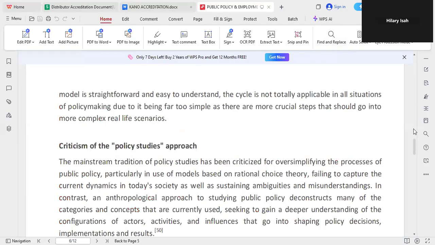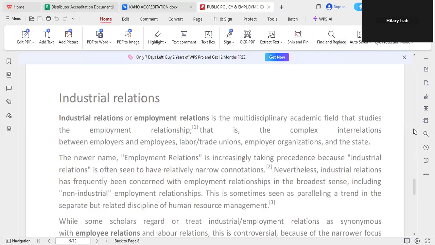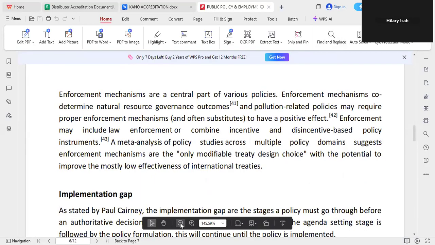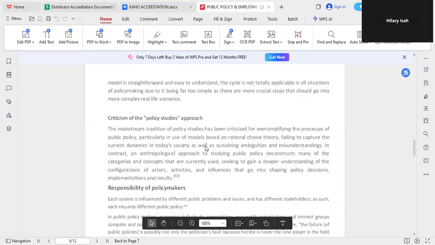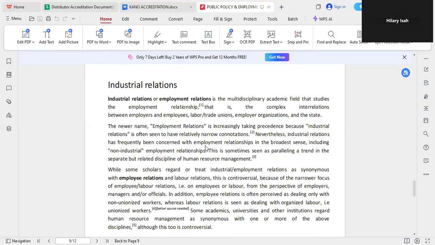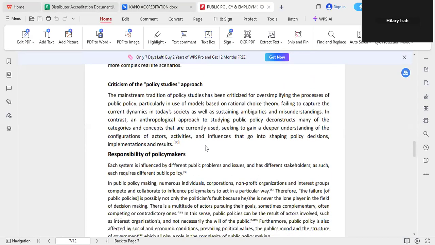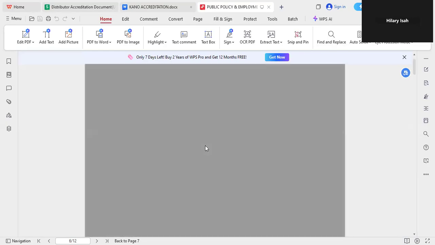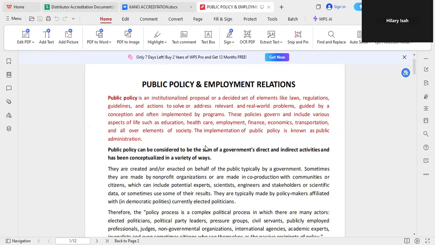Today, we are supposed to start from the topic. So this is where we stopped yesterday. I was supposed to start from policy analysis, but let me just do a quick recap of what we did yesterday. So we started looking at public policy and employment relations.